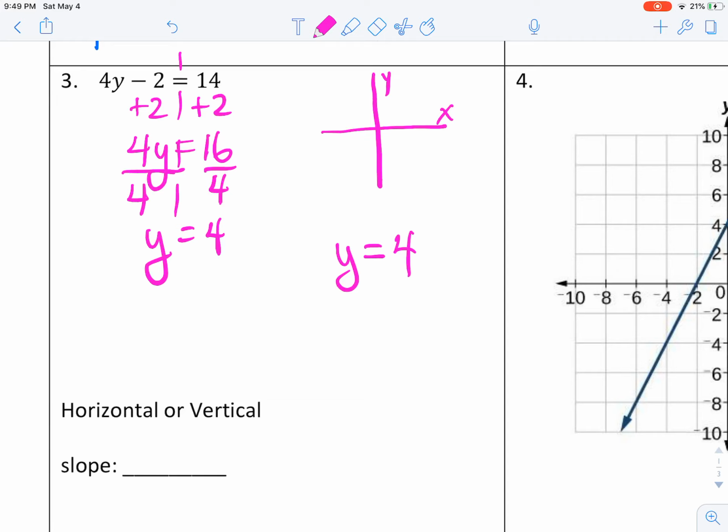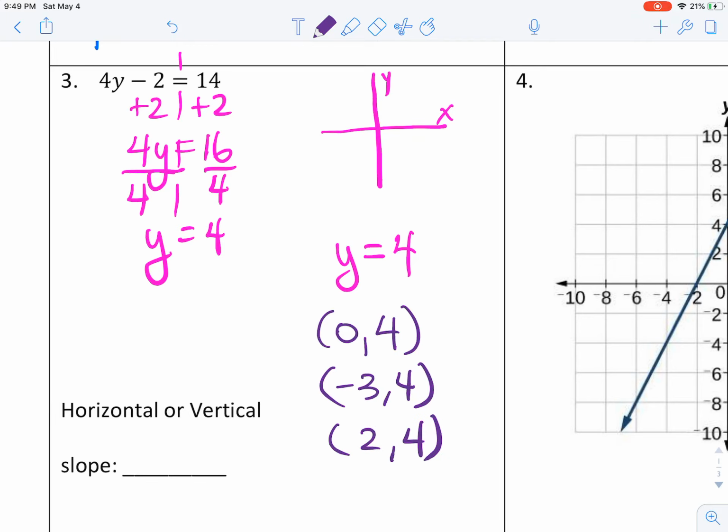Here's the deal. If we pick 3 ordered pairs that are on that line, so 3 points on this graph, we have to pick 3 where y equals 4. So let's say I pick the point (0, 4), (-3, 4), and I don't know, (2, 4). Okay, so a 0, a negative 3, and a 2. That's basically what y equals 4 means in this situation.